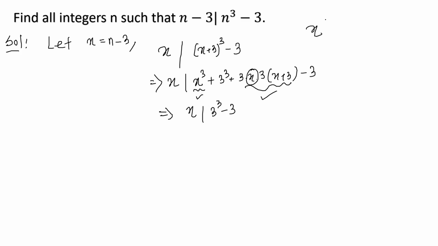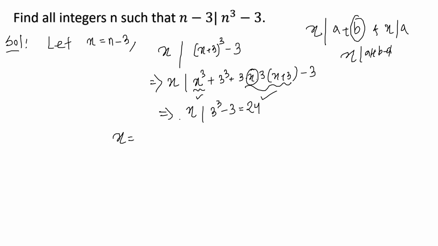So again, the same thing we learned in divisibility. If x divides a plus b, and you already know that x divides a, this would directly imply that x divides b, because you can simply subtract them. You can simply do it like this, a plus b minus a, right? Okay, so what is 3 cube minus 3? It's 27 minus 3, which is 24. And thus we have got our value.